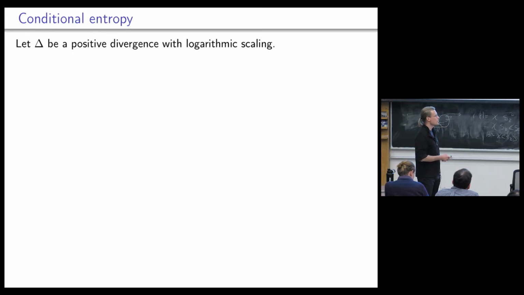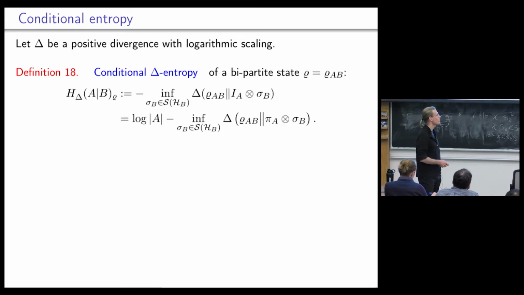And now let's move on to conditional entropy. Again, we start from a positive divergence that satisfies the logarithmic scaling. And we define the conditional delta entropy for a bipartite state with a very similar formula to the entropy, but now we will have an optimization over states on the second system. So up to here, it's the same definition as the entropy, but now we have a bipartite state, and here we can optimize over the state sigma. It will turn out later why this optimization is a good idea. And again, due to the logarithmic scaling, we can rewrite it in this formula, which is often useful.